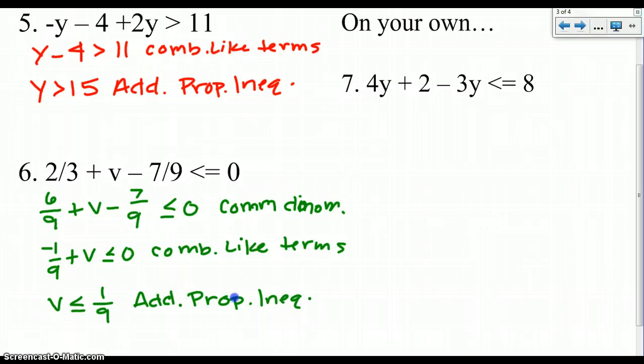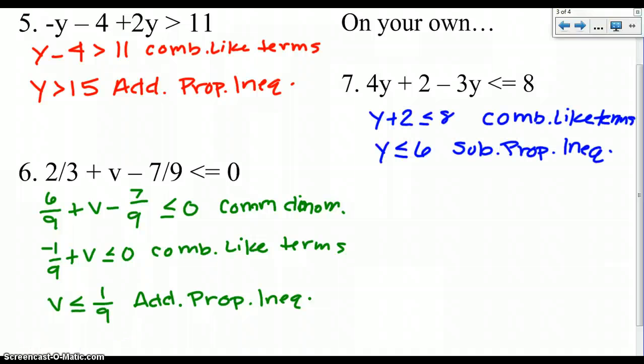I want you guys to do number 7 on your own, so pause it and then we'll come back and see if we get the same answer. Okay, I'm back and you can see what I did. The first thing we need to do is combine like terms. So we combine the 4y and the negative 3y to get y. So it's y plus 2 is less than or equal to 8. Then we subtract 2 from both sides to get y is less than or equal to 6, and that is the subtraction property of inequality. I hope you guys understood that, and if not, we can work on it in class together.